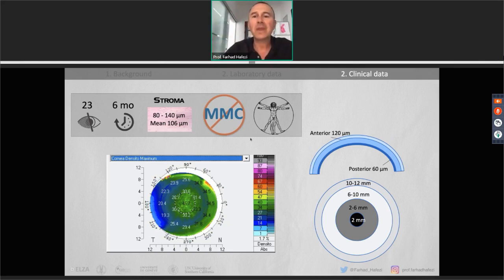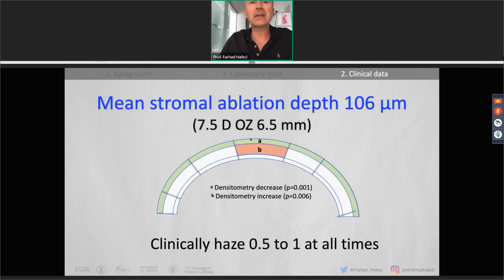And the main message was that clinically, we have never exceeded a haze of more than grade 1, and the densitometry showed a certain decrease in the more anterior central cornea, a certain statistically significant increase, but still clinically this was absolutely manageable.